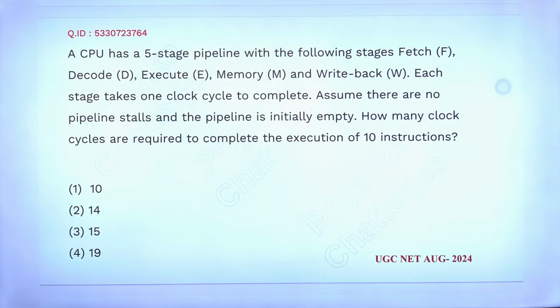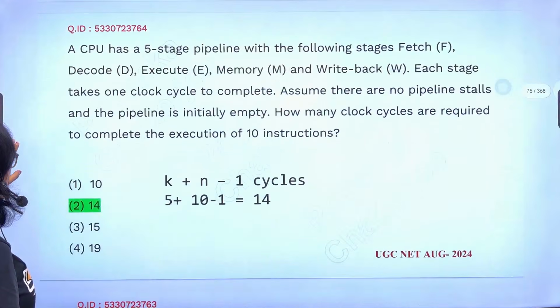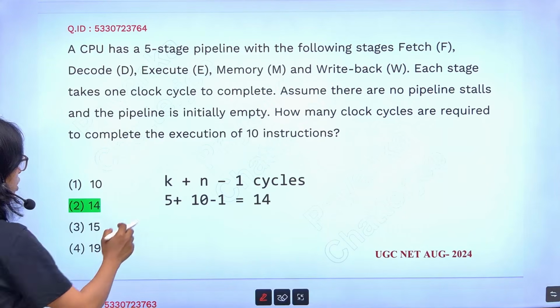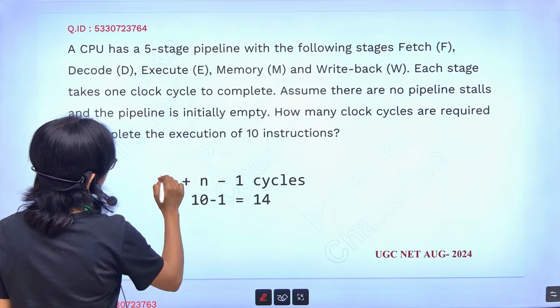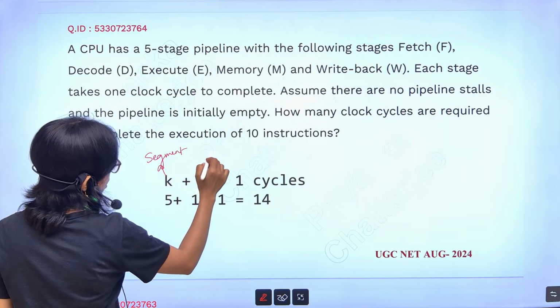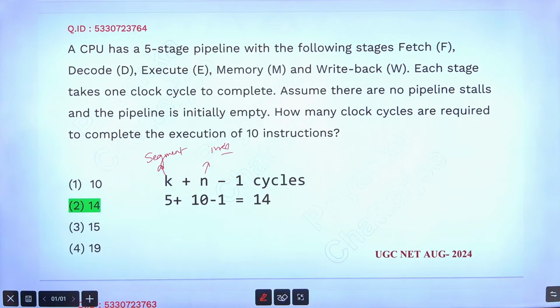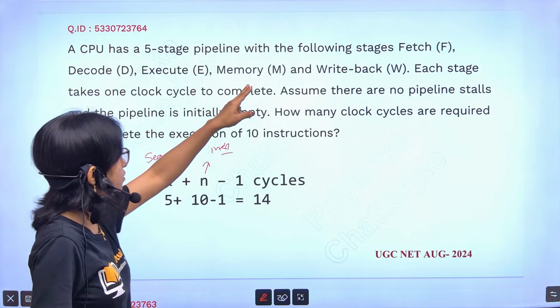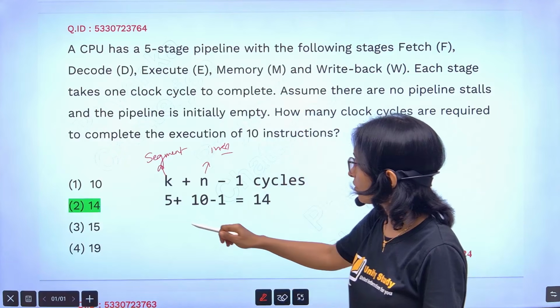50% correct answer. So here we need to apply the formula for pipeline. What is the formula for pipeline? Here k plus n minus 1. K means number of segments, and n is the number of instructions. So here you saw that the segments are given: fetch, decode, execute, memory and write back. That means 5 segments are there.